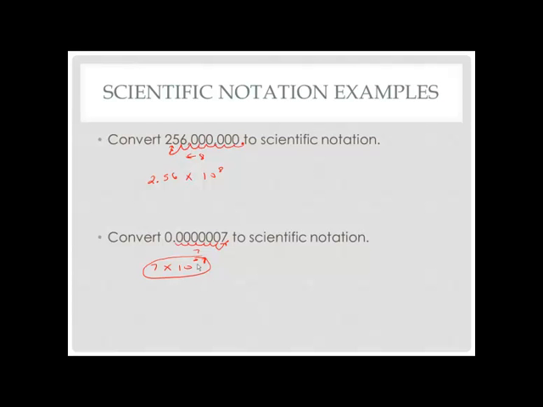And again, it's negative because I start off with a number smaller than 1. This one up here, the exponent is positive because I start off with a number that's 1 or larger. Okay, so that's how you would convert to scientific notation.